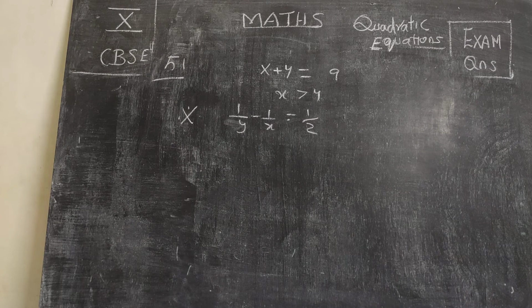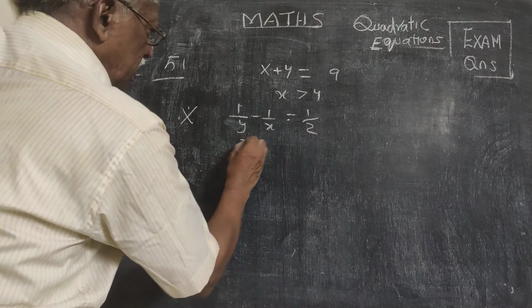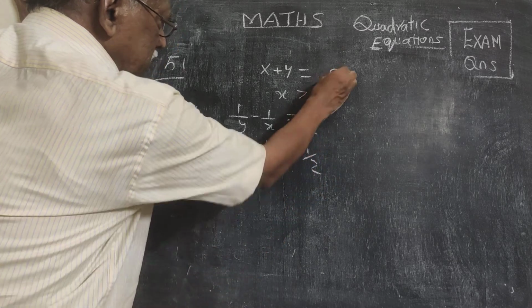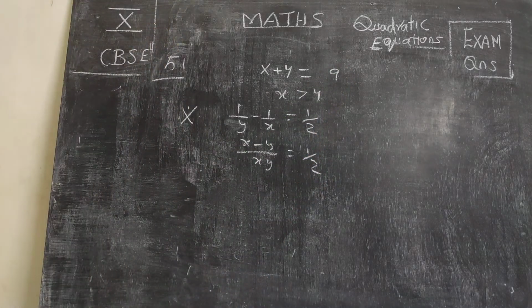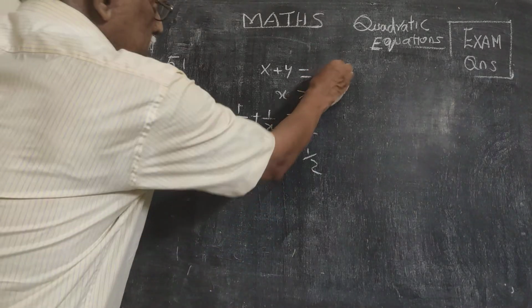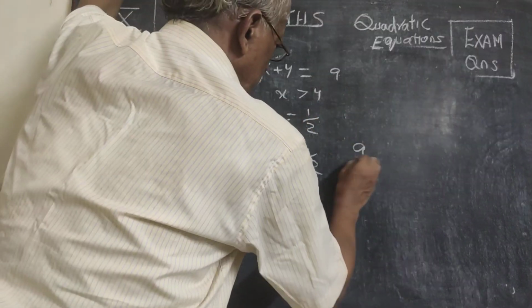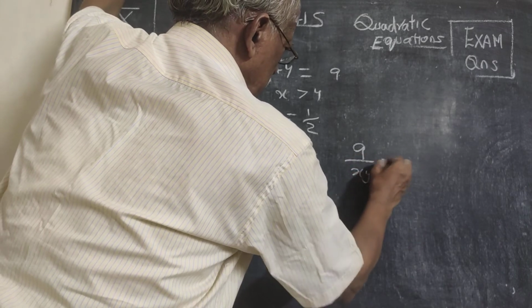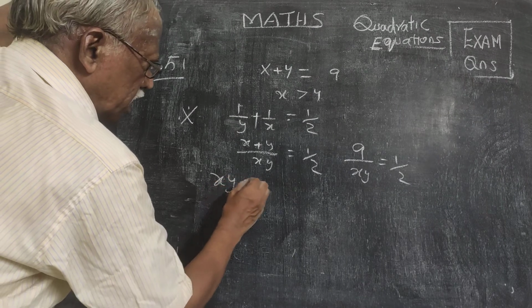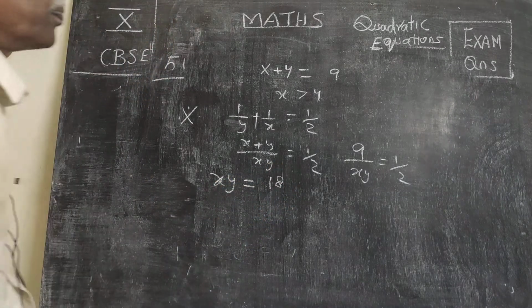So after that the problem is very simple. You can easily go for that. x minus y divided by xy equals 1 by 2, whereas the difference is given, is it not? Sum of the reciprocals only. So this is given: 1 by y plus 1 by x. Therefore the problem is x plus y by x minus y. Instead of x plus y I can put 9. 9 by xy equals 1 by 2, or cross multiplying, xy equals 18.